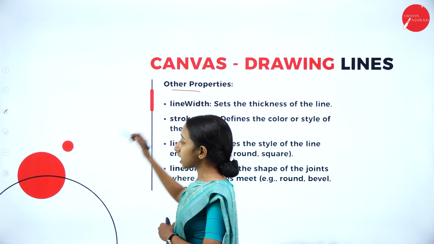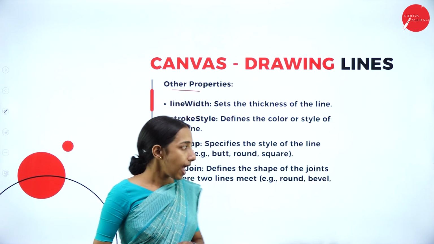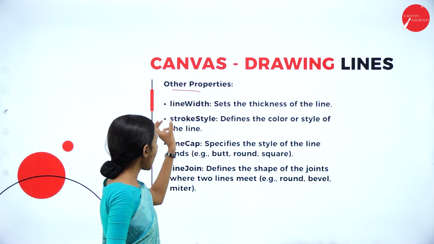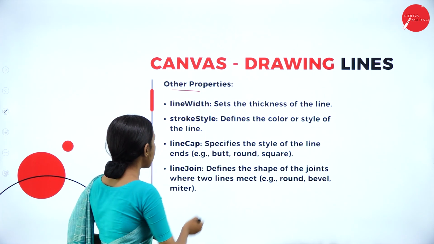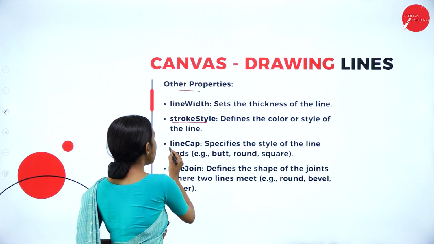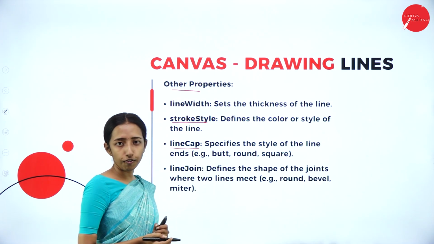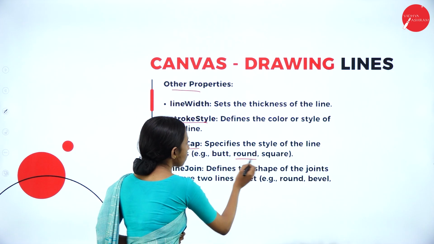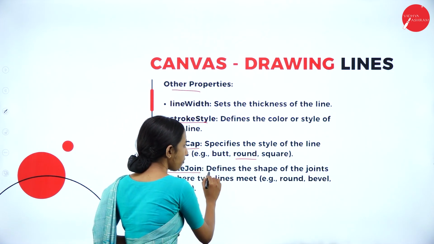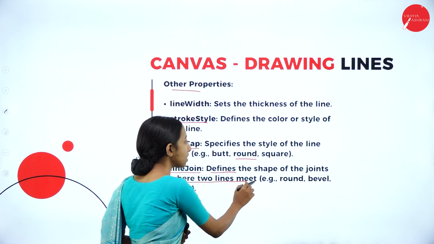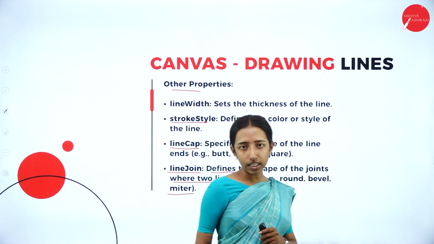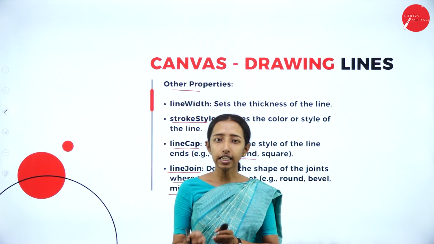So here there are certain properties for the line. Line width sets the thickness of the line, and stroke style defines the color or the style of the line. Line cap specifies the style of the line ends, that is round, square, or butt. And next, line join defines the shape of the joints where two lines meet, for example round, bevel, or miter. So these are the properties we can mention while drawing the line.